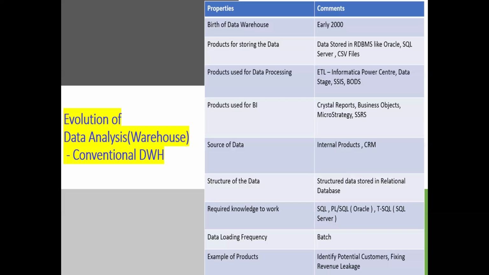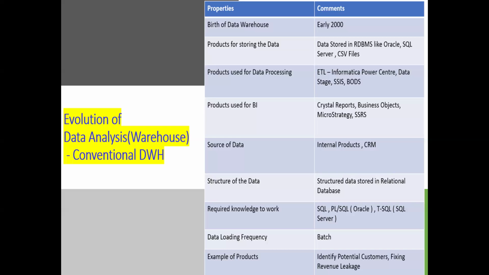As soon as data was centralized in an ETL environment, people started using BI tools such as Crystal Reports, Business Objects, MicroStrategy and SSRS to build their dashboards and reports. The source for these reports is the conventional data warehouse which companies were building. And what were the sources for this conventional data warehouse? Internal product data and CRM application data. This is only structured data. In a conventional data warehouse, people stored only structured data in the form of rows and columns, like relational database data, which is tables containing sets of rows and columns.